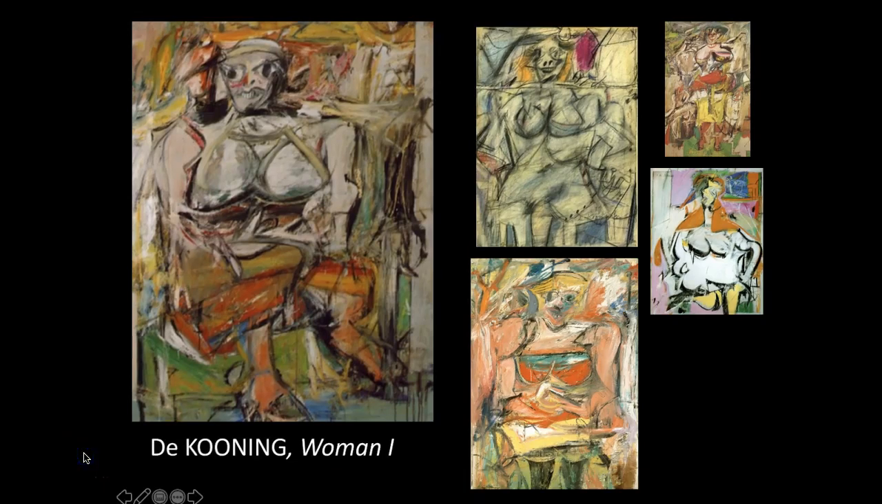Here we have Willem de Kooning's Woman 1. It's actually the one on the left that is the piece you need to know, but you can see he's done a series of Woman 1. I have 5 of them up here. There are actually 6 in this series.